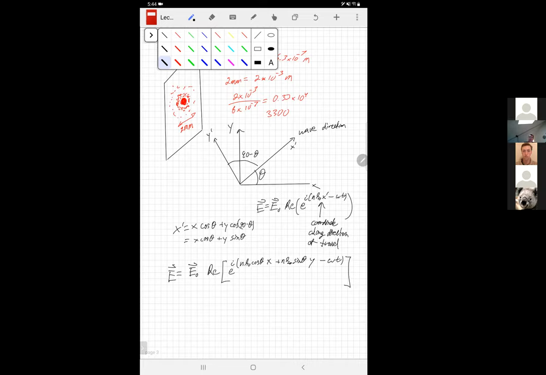Any questions on how I wrote that? Oh, and I just realized this is wrong. 90 minus theta is just that. Sorry about that.